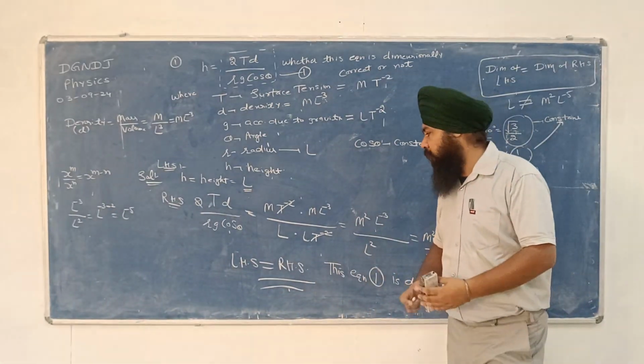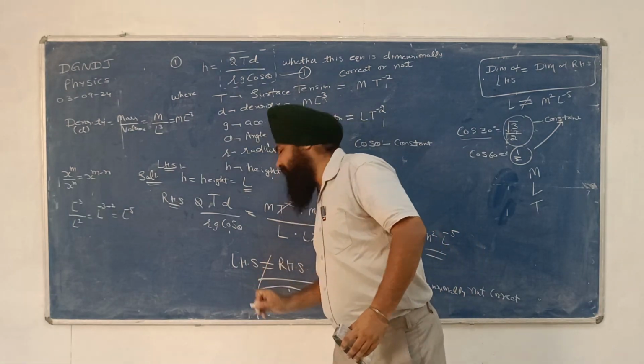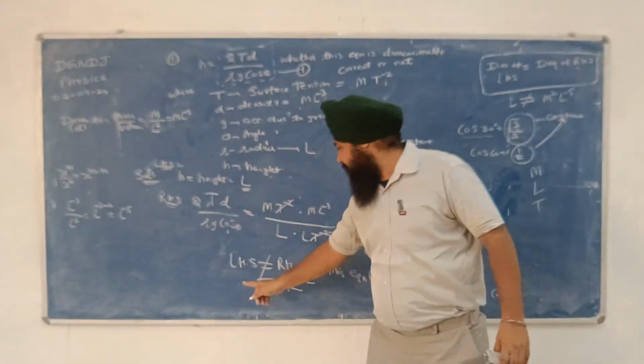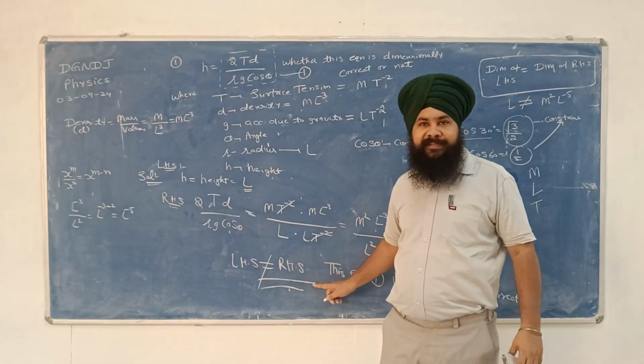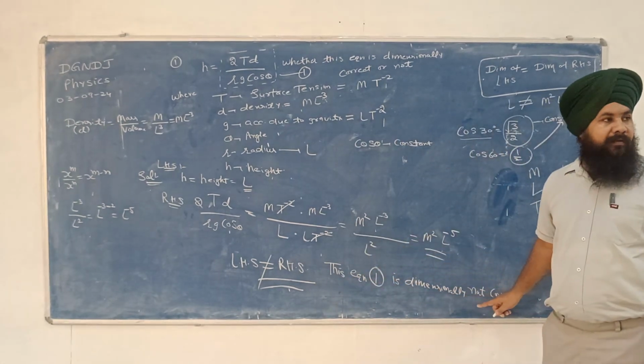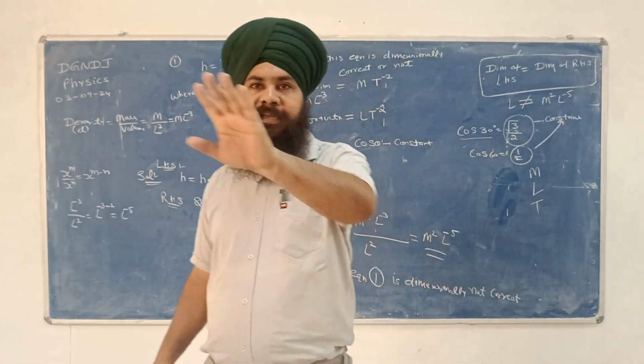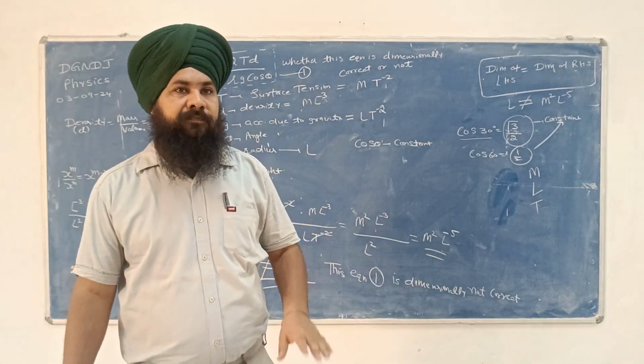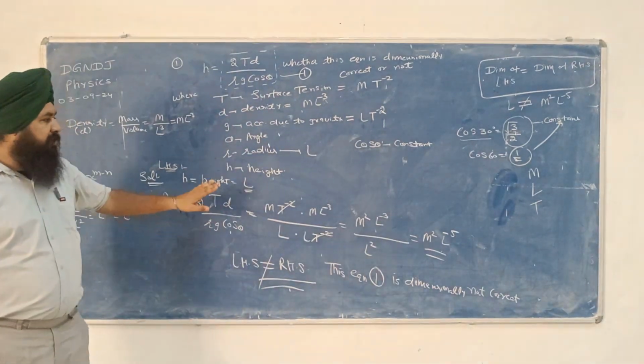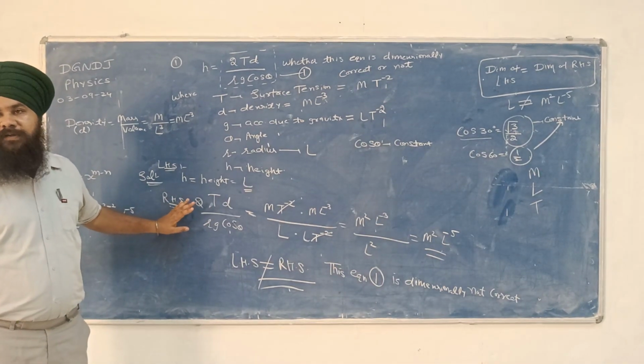not equal to the dimensions of the right hand side. LHS is not equal to RHS. So this equation is dimensionally not correct.